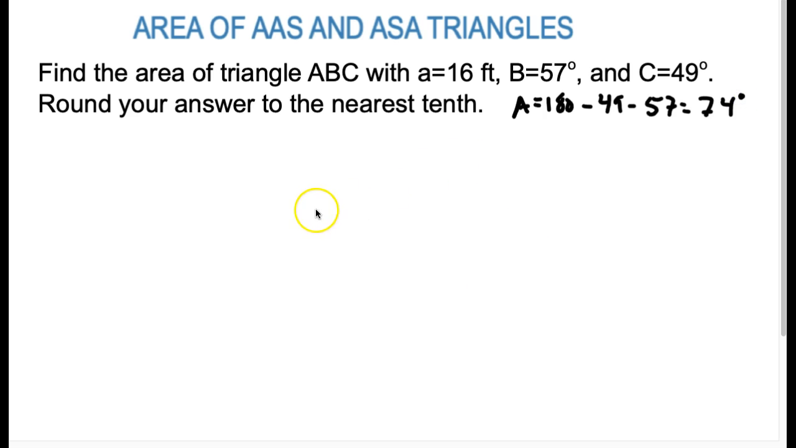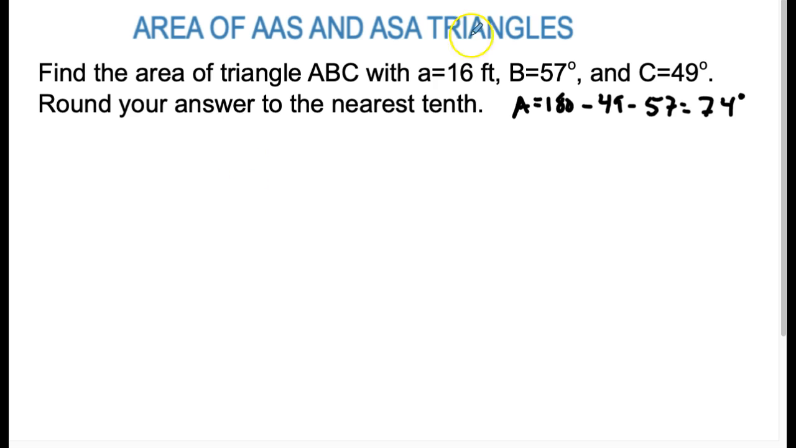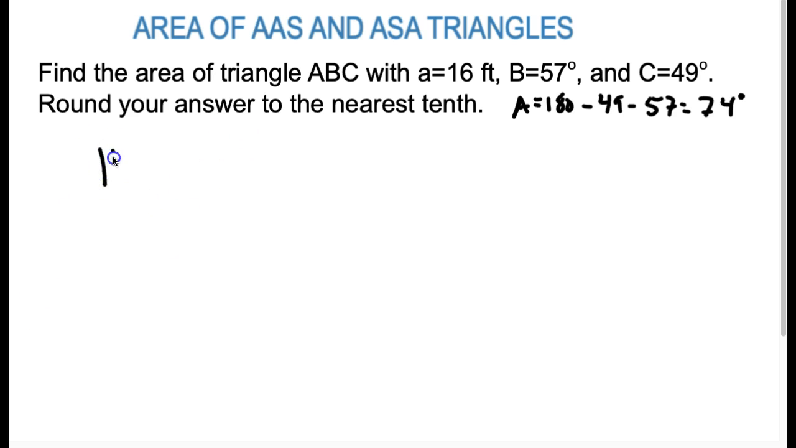Right? So now we can just plug numbers into the formula. We can go back here and say, well, the side that I know is side A, so the form of the formula that I'll use is this first one. A squared times the sine of angle B, sine of angle C. So K equals, I guess I'll write out the formula first. A squared sine of B, sine of C over 2 sine of A.